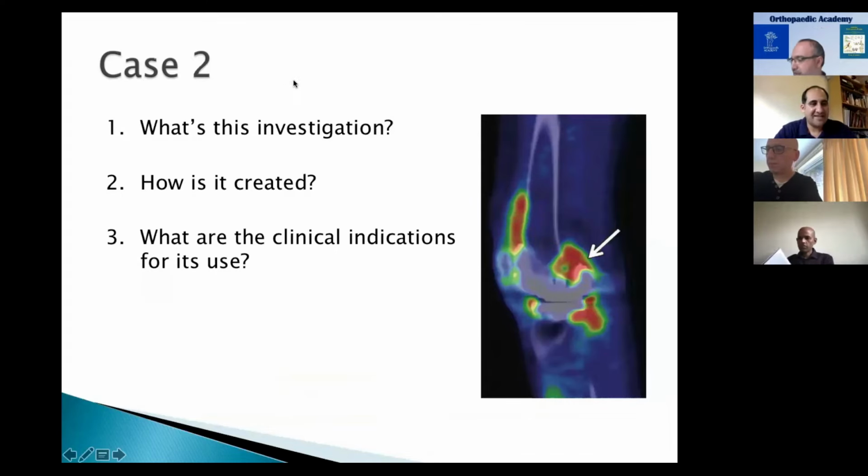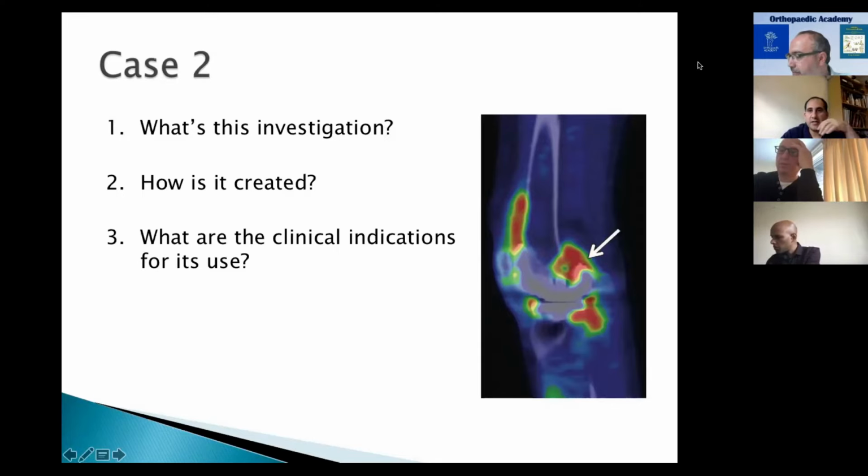Let's get started, please. So this is your case, okay? You've got these three questions. What's this investigation? How's it created? And what are the clinical indications for its use? If you want to put down some points for each of those three questions, then we can spend the next few minutes just going through it, okay? Okay, 2 minutes over now, so we could start.